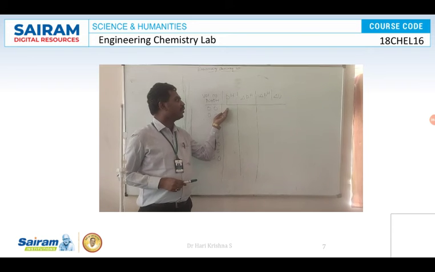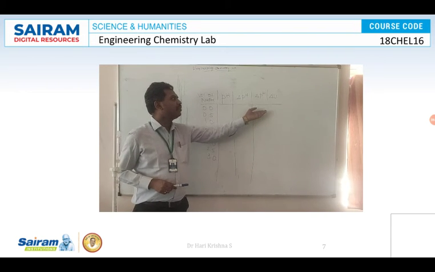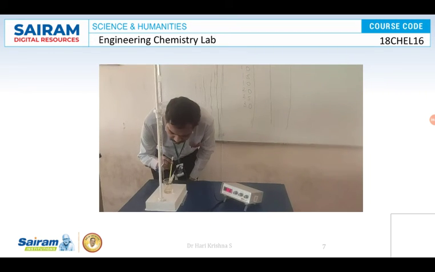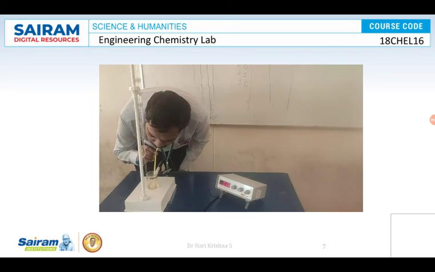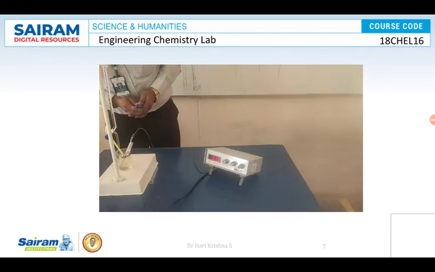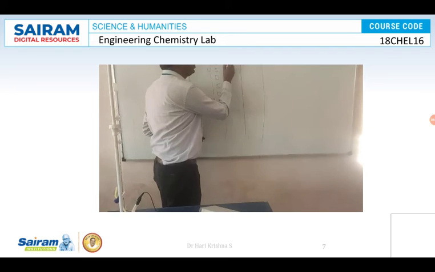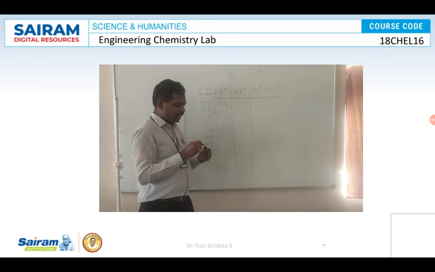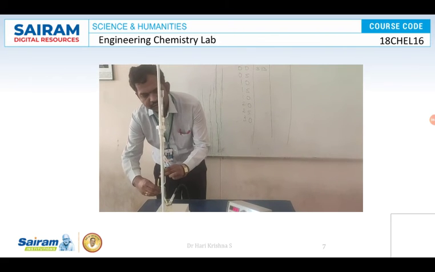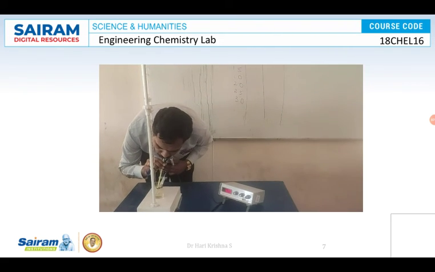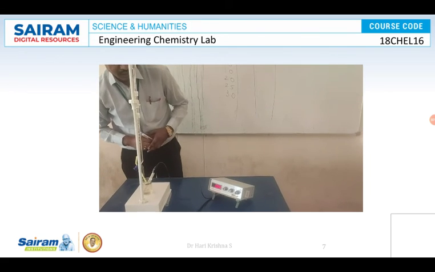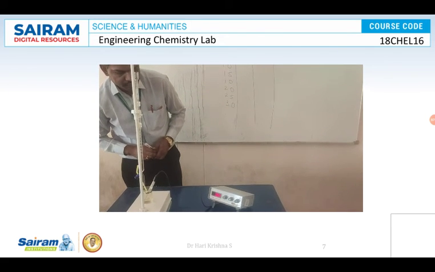Once you measure the pH, you are going to calculate delta pH by delta V. So let's calculate pH first. I have taken 25 ml of weak acid, acetic acid, here. Before adding NaOH, the reading is around 3 point something. So I am going to add NaOH in increments of 0.5 ml. It will increase slowly.